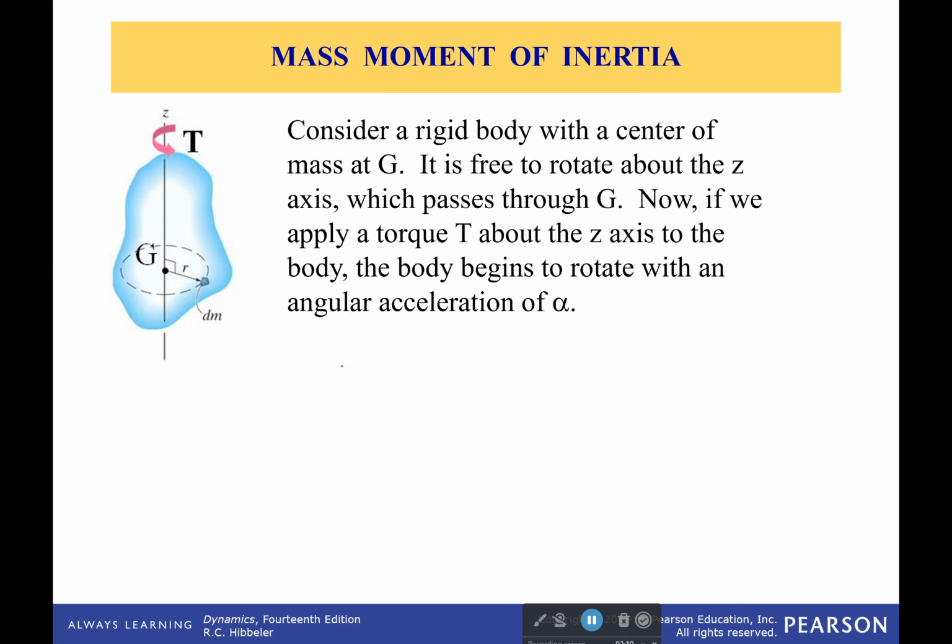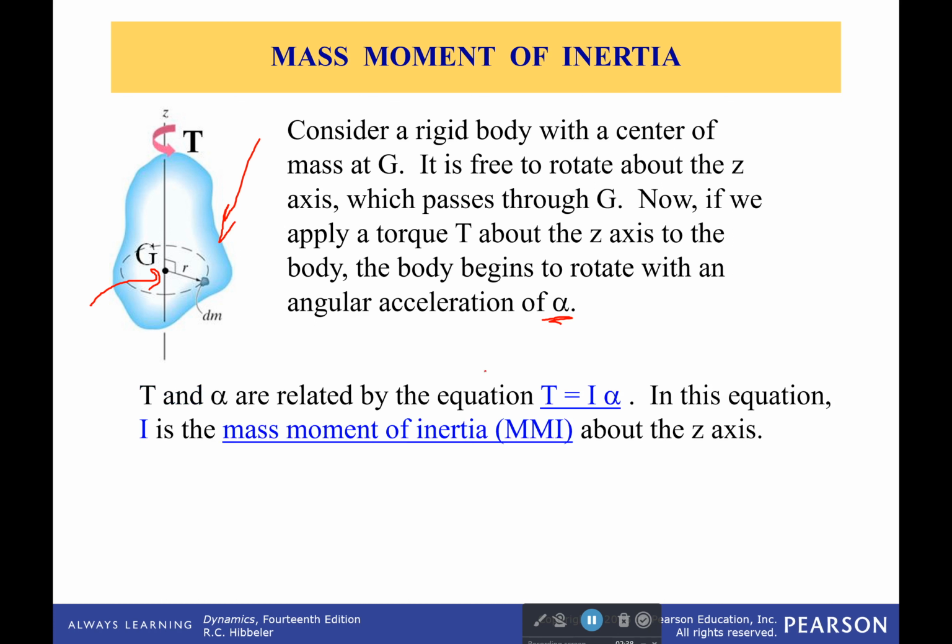So, if we're looking at this mass moment of inertia, what is it coming from? How do we calculate it? If we have this rigid body, so we're back to blobs, there'll be some axis, Z, and it's going to pass through our centroid. Now if we apply a torque about that Z-axis, the body is going to begin to rotate with an angular acceleration of alpha.